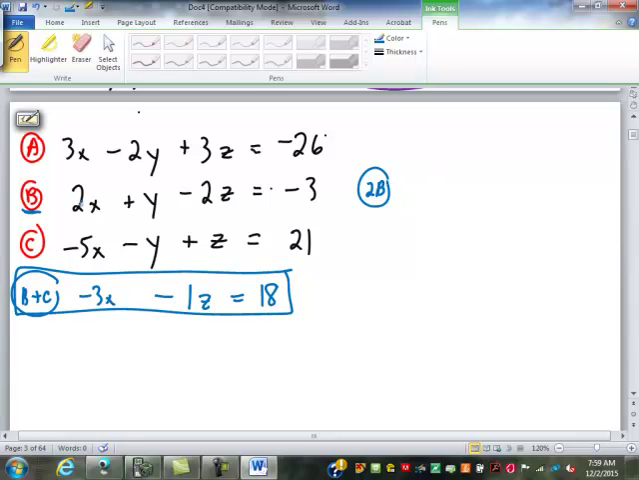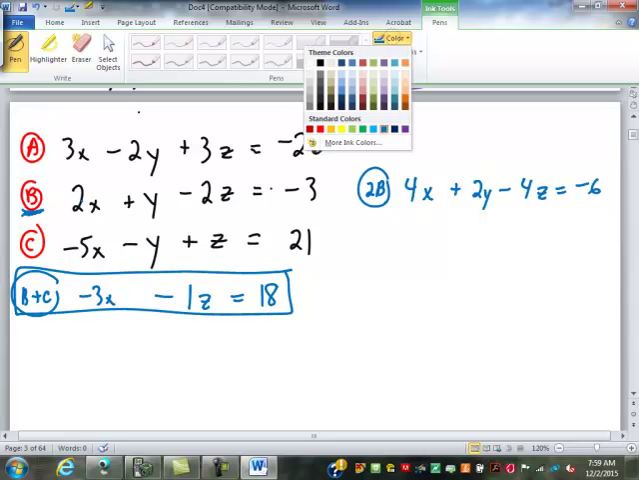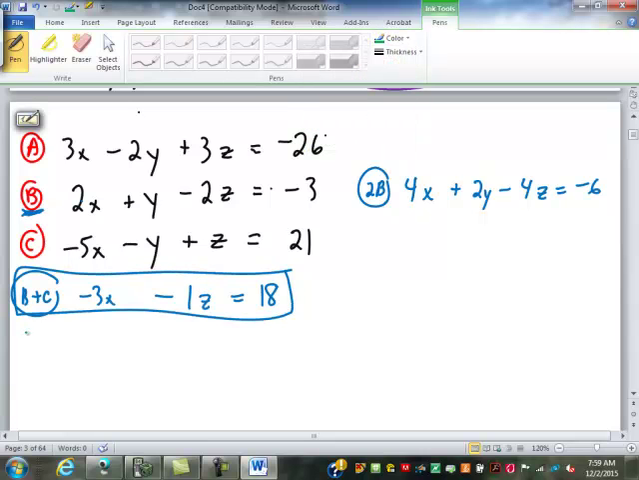So 2B is going to be 4x plus 2y minus 4z equals negative 6. Everybody see where this came from? I took equation B and I multiplied everything by 2. So now, if I do equation A plus 2 times equation B, I've got 3 plus 4 makes 7x.